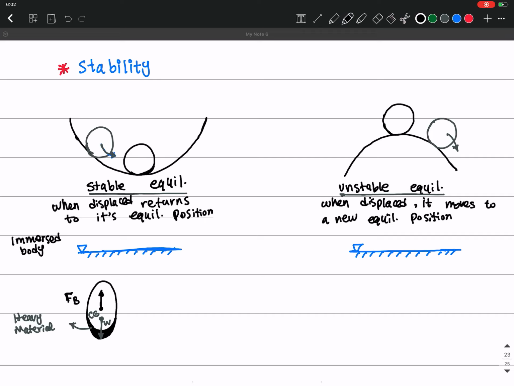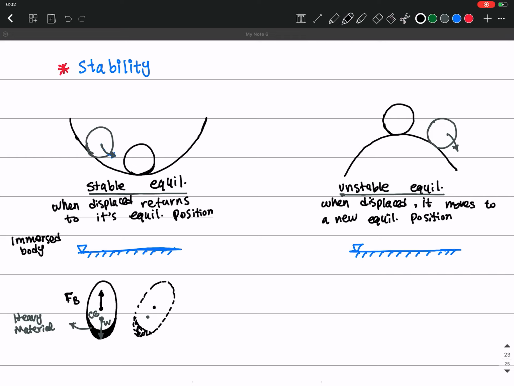So what's going to happen? Is this a stable equilibrium or an unstable equilibrium? So if it is a stable equilibrium, if we displace it, then it has to come back to its original equilibrium position, which is this one, right? So let's displace it and see what happens. So if we displace it a little bit, let's say to the right, we have the center of gravity is going to be here, and then we have center of area here.